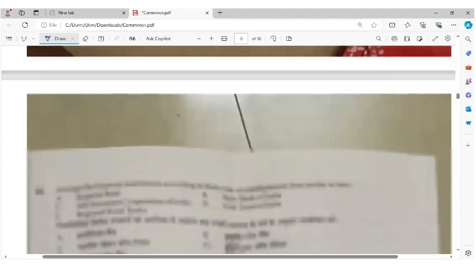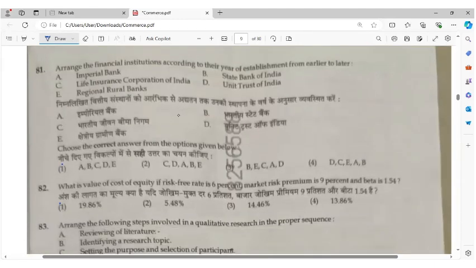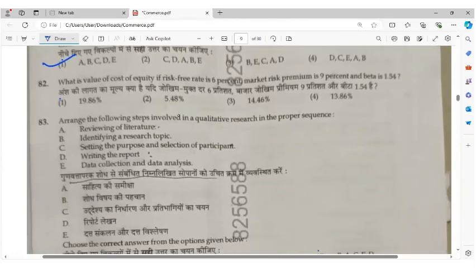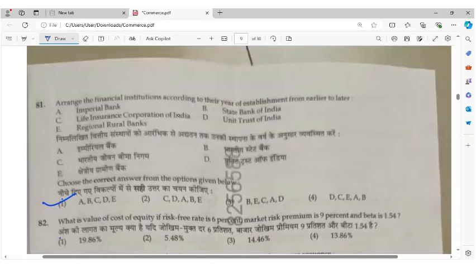Now the next question, 81: arrange the following institutions according to their year of establishment. According to the year of establishment, first is Imperial Bank, second the State Bank of India. Imperial Bank was converted to the State Bank of India, and after that Life Insurance Corporation, Unit Trust of India, and the Regional Rural Bank. It's already given according to the establishment, so option A is correct over here. You have to comment in the comment box the years of establishment for question number 81.